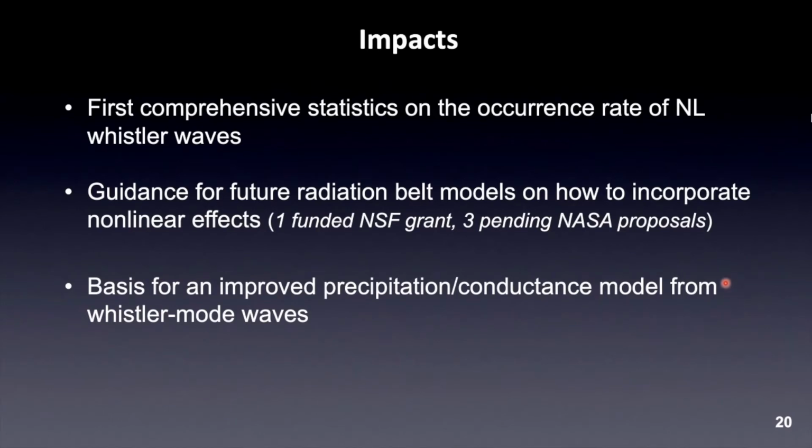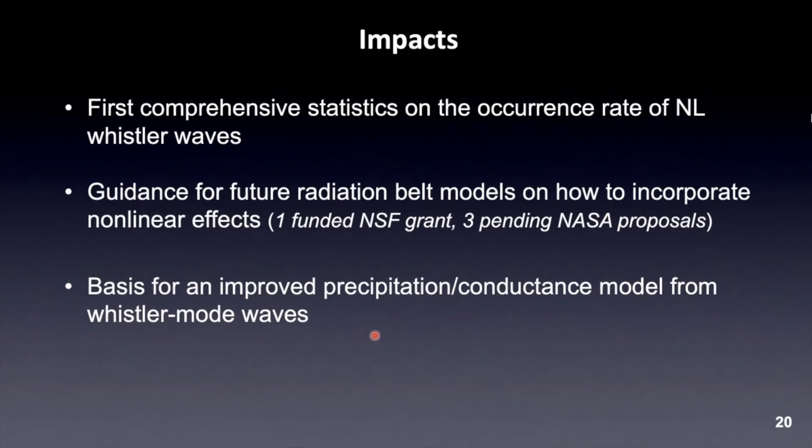The second point is that, in addition to the wave amplitude, we also surveyed the characteristics of these intense waves, what we call the nonlinear whistler waves. This is critical for future radiation belt models to properly incorporate these nonlinear waves, to properly model or predict the radiation belt dynamics. This part of the work is in line with one of my funded NSF grants, and I also submitted two new NASA proposals on this topic.